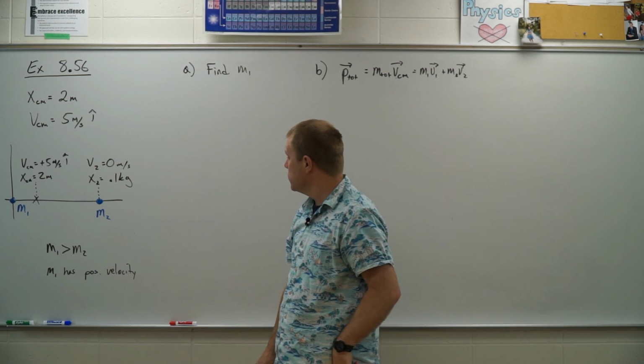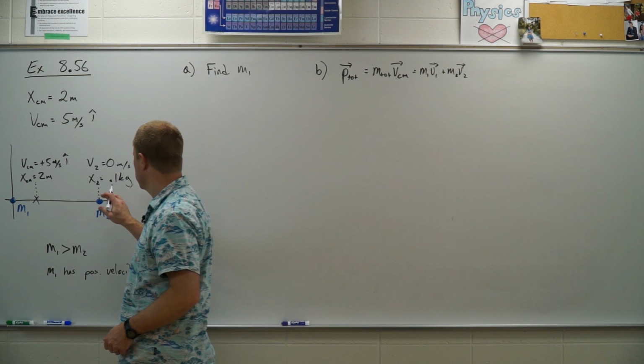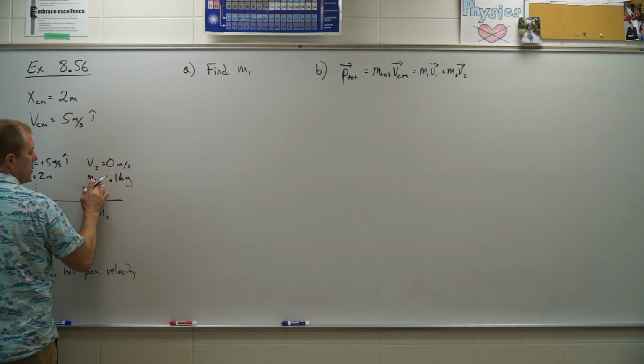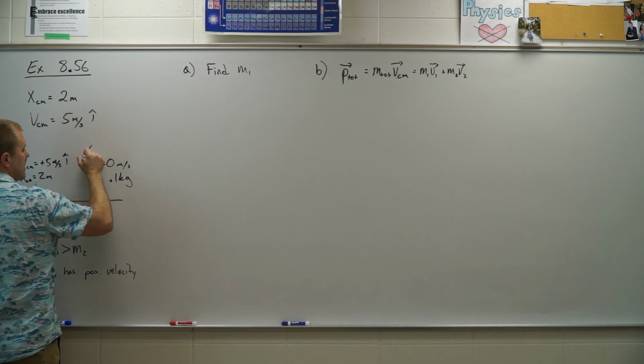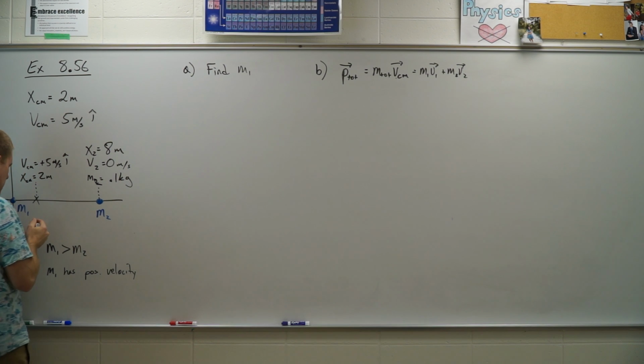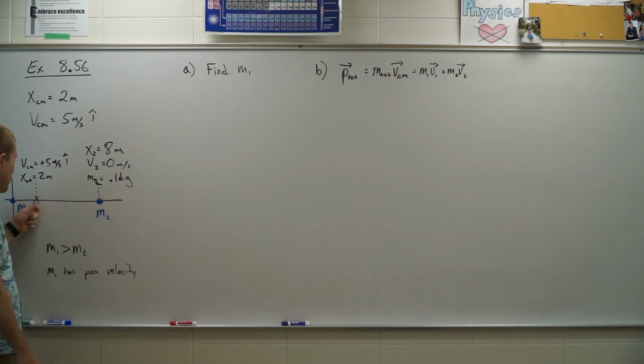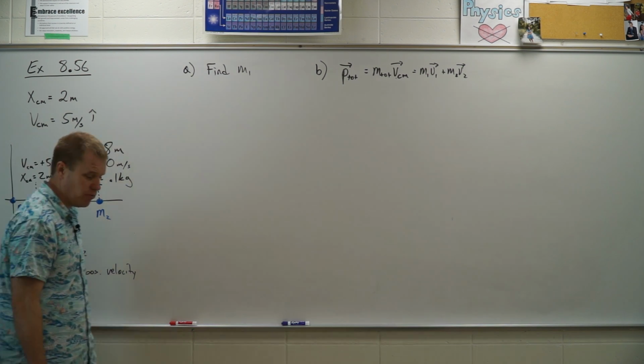Okay, so we have, whoops, this should say M2. So I have M2 located out here, having 0.1 kilograms at x2, we'll call it 8 meters. M1 is located at the origin, and the center of mass is located at 2 meters and is moving at positive 5 meters per second. So because the center of mass is closer to M1, we know M1 has to be larger. Since V2 is 0, meaning M2 is at rest, but the center of mass is moving, that means that M1 must also be moving in that same direction.